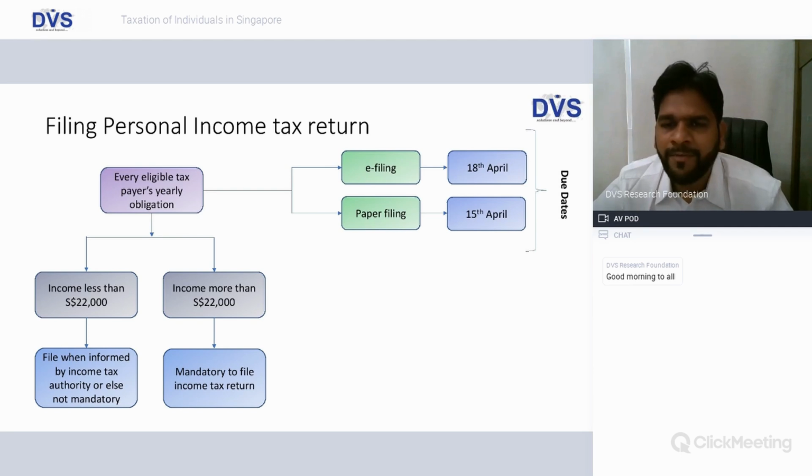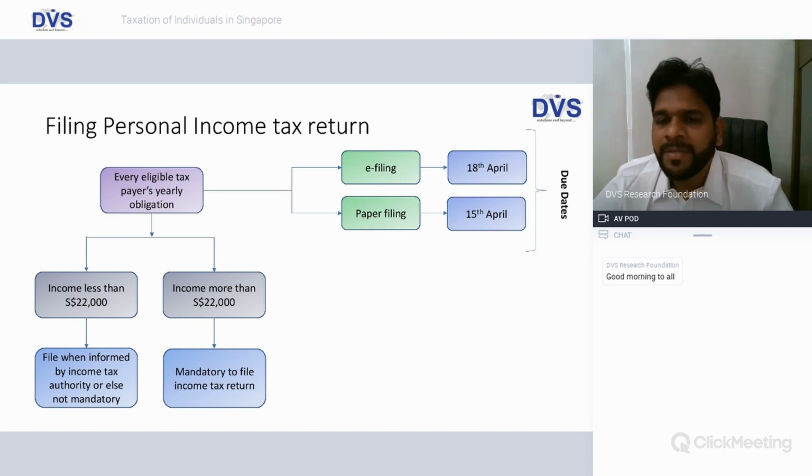But it's not mandatory for every resident and non-resident to file an income tax return. It also depends on his income slabs. If his income is less than $22,000, unless otherwise instructed by IRAS, it is not mandatory for him or her to file the income tax return. So let's say a person's income is $15,000 per annum, then he or she need not file a paper-based or an e-filing tax return. However, he can do so voluntarily, but it's not mandatory.